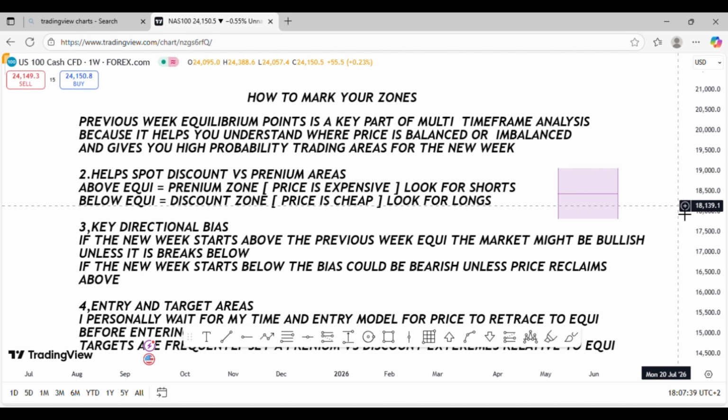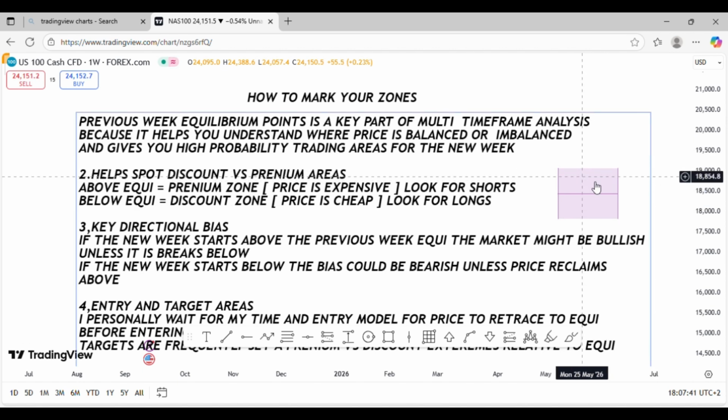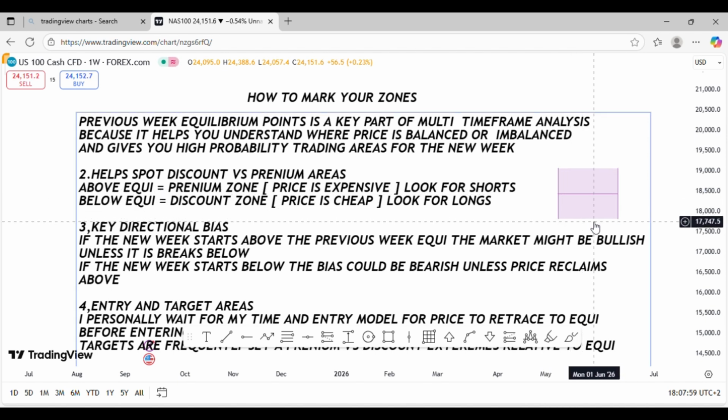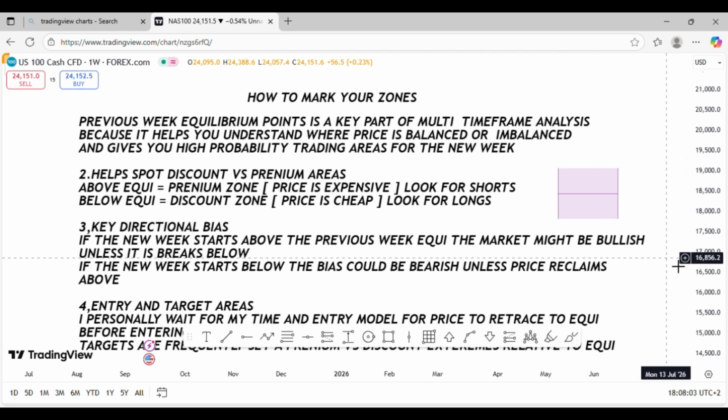So above the equilibrium, which is this point here on top, it's the premium zone, which is where the price is very expensive. You look for shorts, but only if the market structure is bearish. You understand? And then below the equilibrium, it's a discount zone. Price is cheap. You look for buys, but only if the market is bullish.